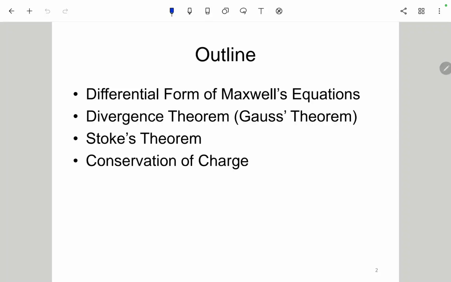So here I'll talk about some supplementary mathematics about the Maxwell equations, which is called the differential form of Maxwell equations. First I will introduce the differential form of the Maxwell equations, and then I will introduce another two theorems to show the equivalence between the integral form and the differential form. And then I will also tell you that Ampere-Maxwell's law actually matches with the conservation of charge.